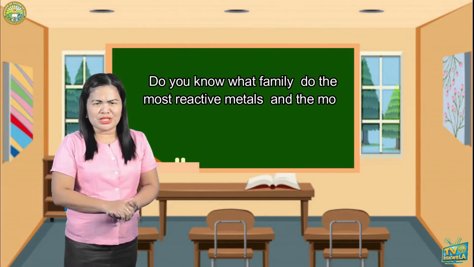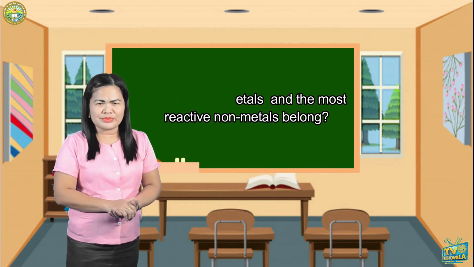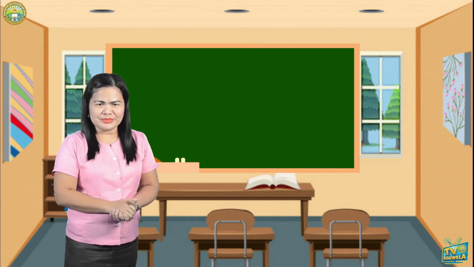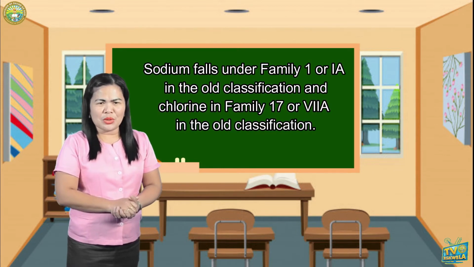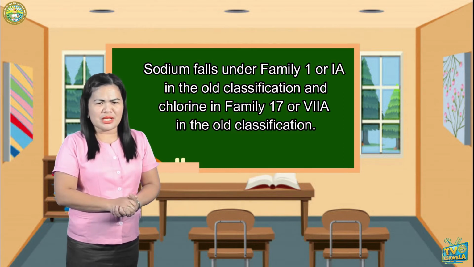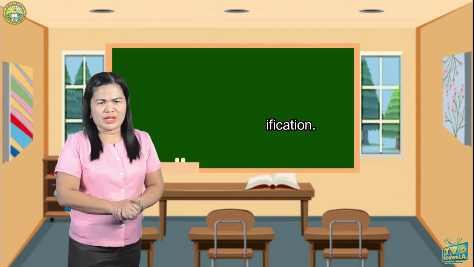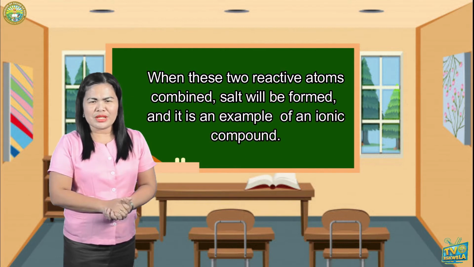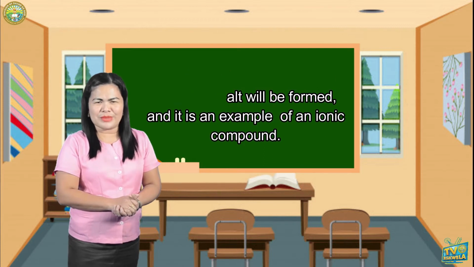Do you know what family do the most reactive metals and the most reactive non-metals belong? That's correct! Yes, sodium falls under family 1 or 1A in the old classification, and chlorine in family 17 or 7A in the old classification. When these two reactive atoms combine, salt will be formed, and it is an example of an ionic compound.